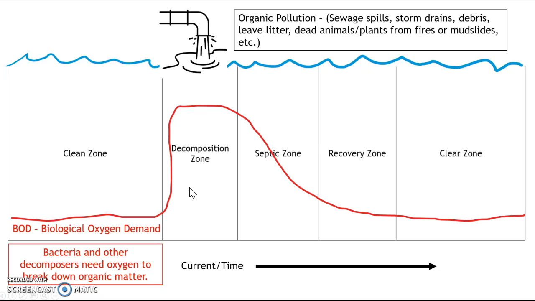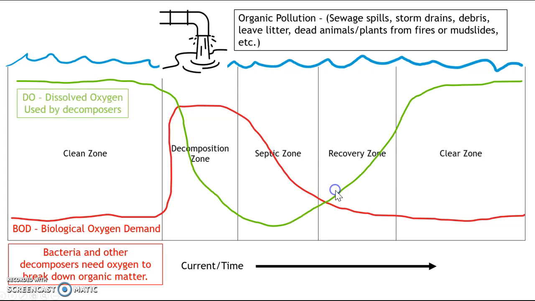We have this major increase because we have all of this organic pollution that's being dumped right here. We've got this organic matter that needs to be decomposed. So all of these decomposers need to do a lot more breaking down of organic matter, so they need a lot more oxygen. As we get further and further from the dump site, that biological oxygen demand decreases until we finally get it back down to normal levels in the clear zone.